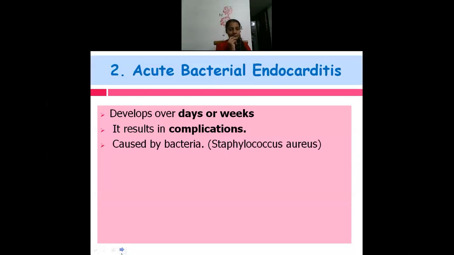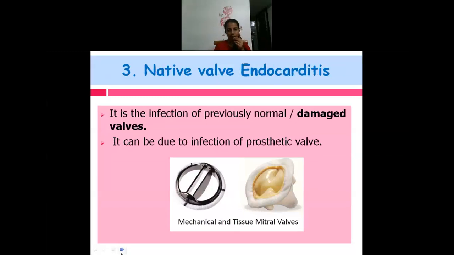And that is why, because it is sudden in onset, it will result in complications most of the time. And this acute bacterial endocarditis is also caused by bacteria, and commonly it is caused by Staphylococcus aureus. The next one which I told was native valve endocarditis.